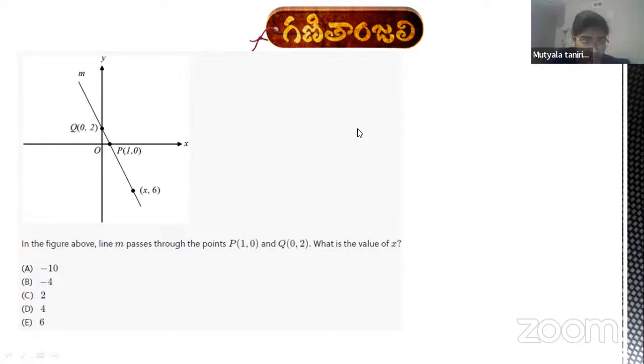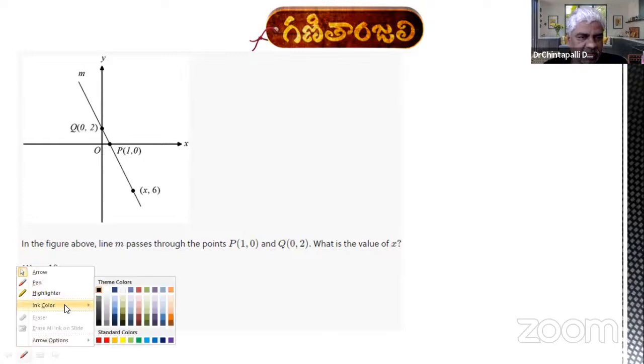So is it the slope thing that we do, sir? We find the slope of Q and P, and then we equate it to the slope of P and the point. You're right. Go ahead. But I think I'm getting wrong answers. Another method is finding the equation by using P and Q and plugging in x comma 6 in it.